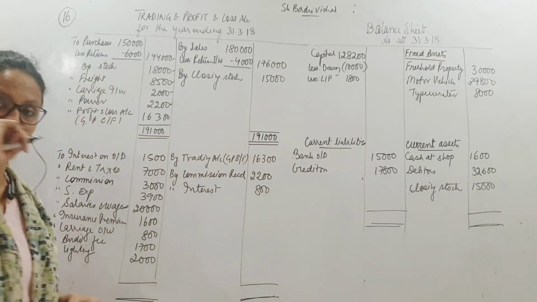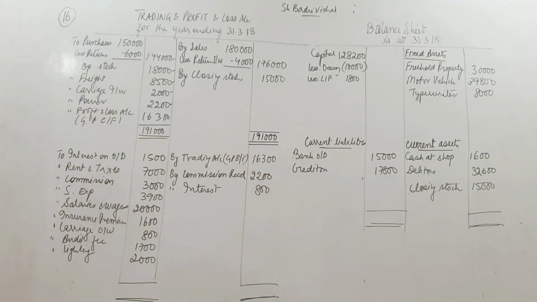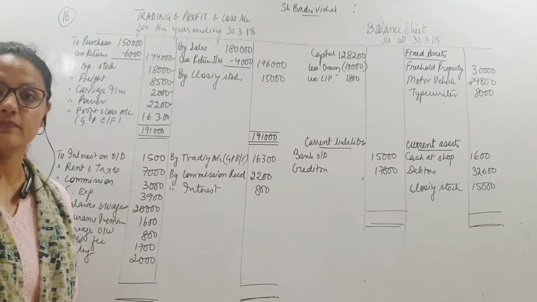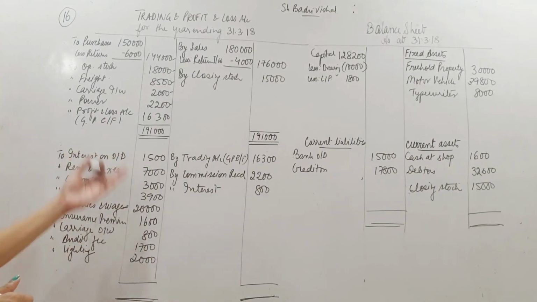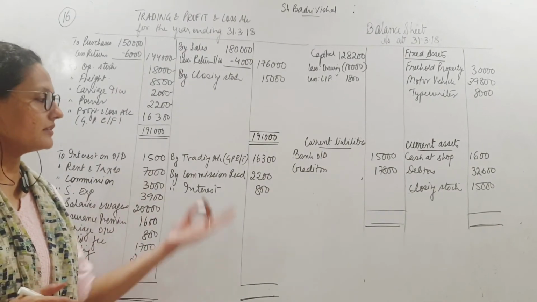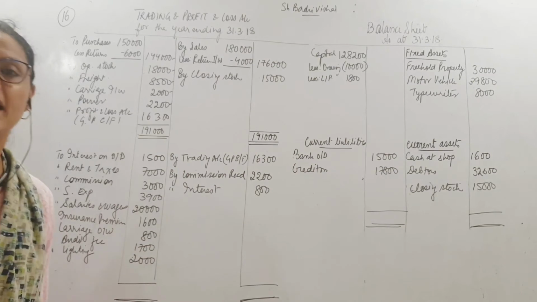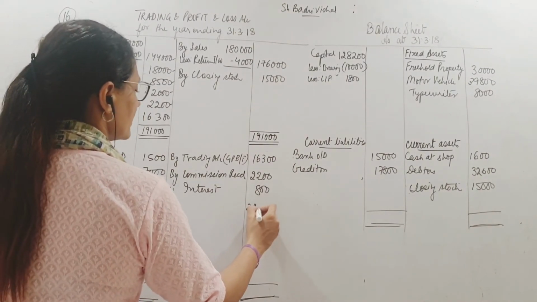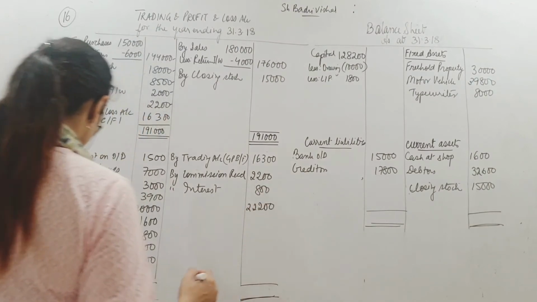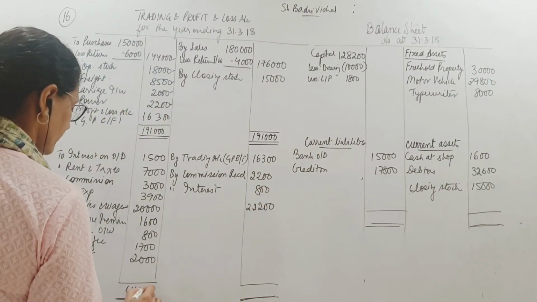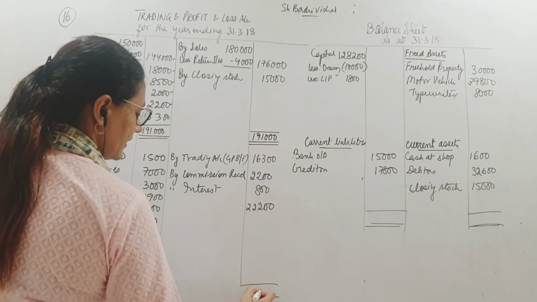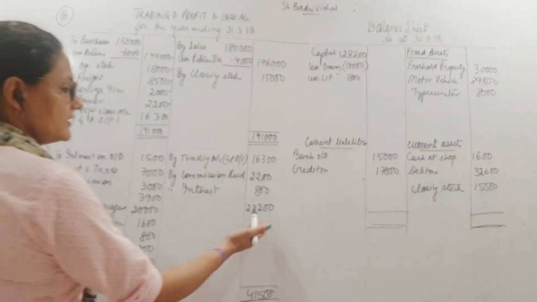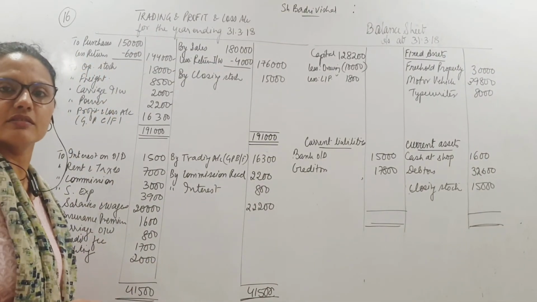16,300. Alright? Now when I do the totaling, I see that this side total is less, this side total is more. You do it for yourself. This side total is more, meaning my expenses are more, income is less. So where will the balancing figure be? On the lesser side. So that balancing figure is coming to 22,200. The total being 41,500. This here, this side. And now it will be 41,500 here too.